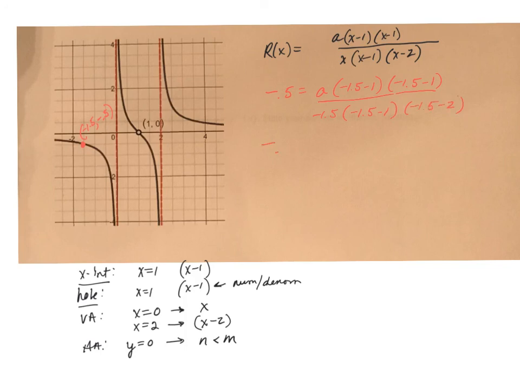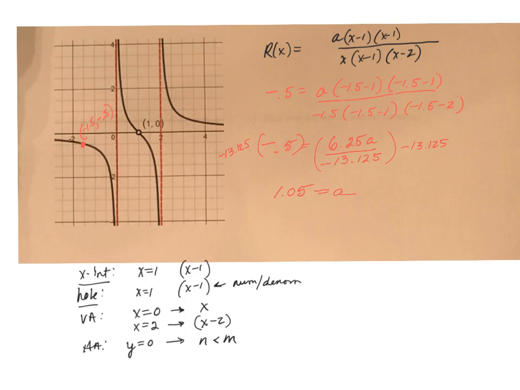Thank goodness for a calculator. So -0.5 equals, when you solve all that out, you'll get 6.25a divided by negative 13.125. Definitely use your calculator for this. Multiply both sides by negative 13.125, and you will get 1.05. Oh, and then divide by 6.25 after you do that, and you will get 1.05 equals a.